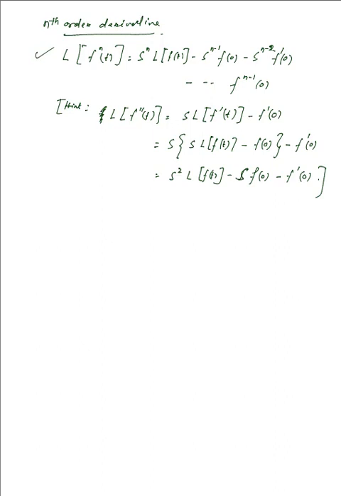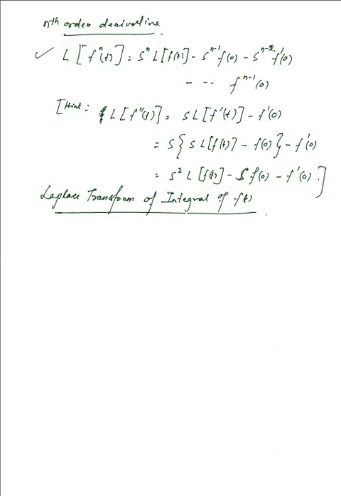Now with derivatives done and dusted, we can move forward with the Laplace transform of the integral. Now the Laplace transform of the integral of f of t, from 0 to t, f of t dt, is going to be 1 over s times f of s. You know, f of s is simply equal to the Laplace transform of f of t.